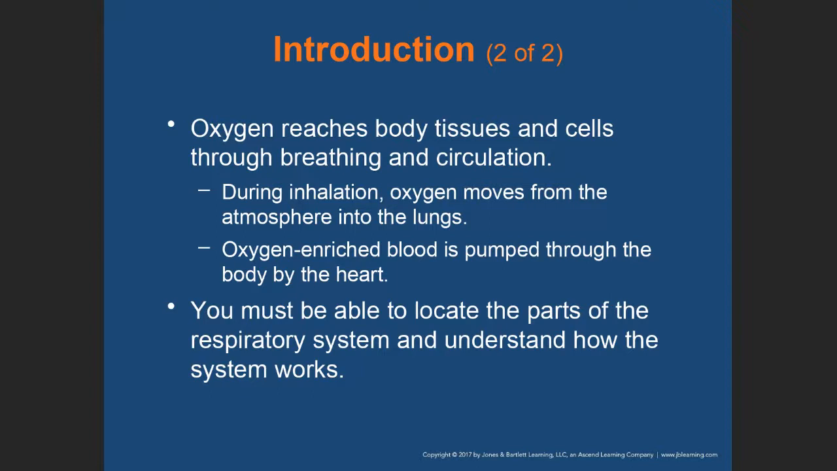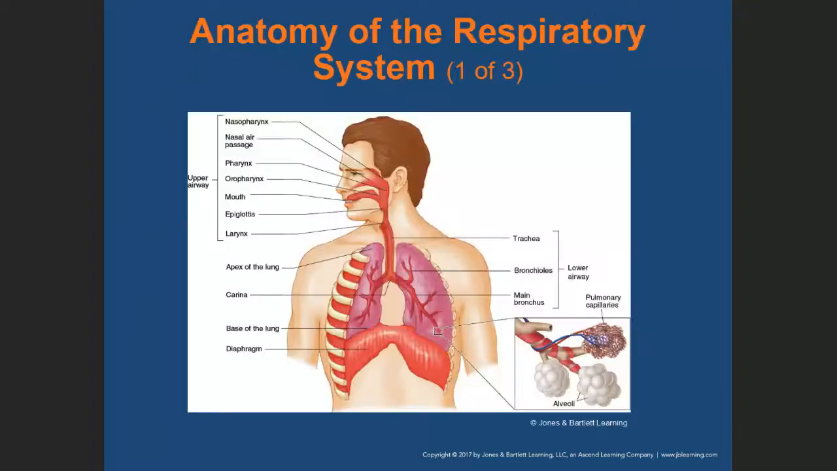It's chapter 10. Oxygen reaches body tissues and cells through breathing and circulation. During inhalation, oxygen moves from the atmosphere into the lungs. That is negative pressure. Oxygen-enriched blood is pumped through the body by the heart. You must be able to locate the parts of the respiratory system and understand how the system works. To be able to deal with issues affecting the upper and lower airway, you need to have a solid base in the anatomy and physiology of the upper and lower airway structures. So let's review.